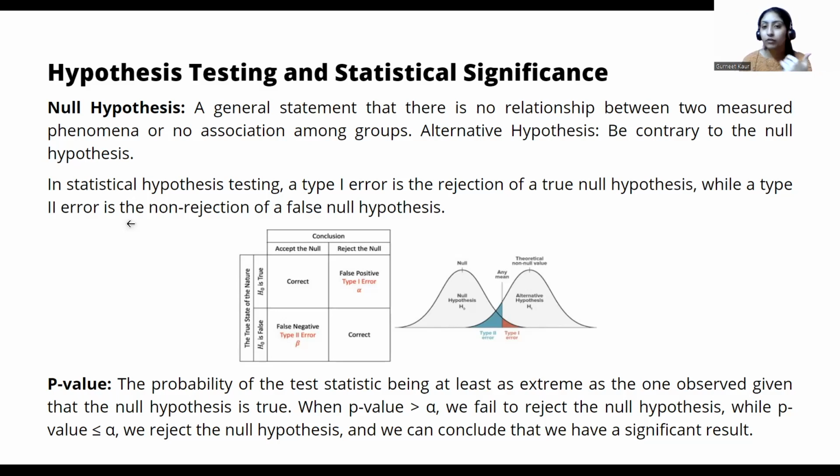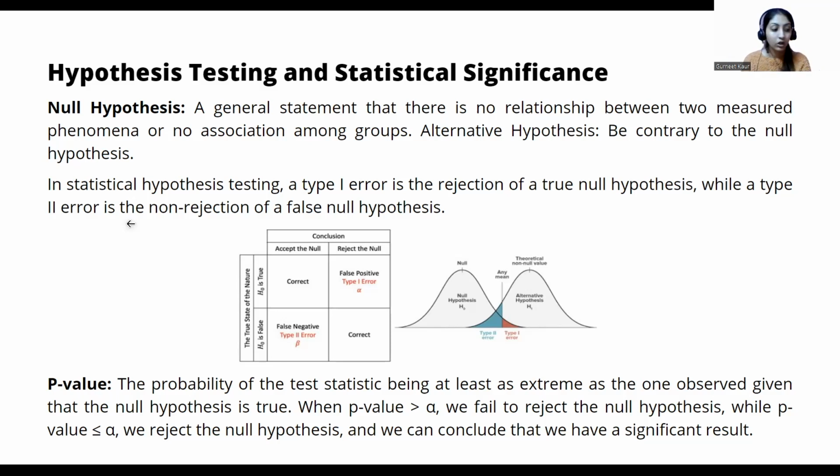So type 1 error means that we rejected the null hypothesis. That means we proved that there is a relationship among two phenomena. But a type 2 error means that we failed to reject the null hypothesis, meaning that we failed to prove that there is a relationship between two measured phenomena, right?